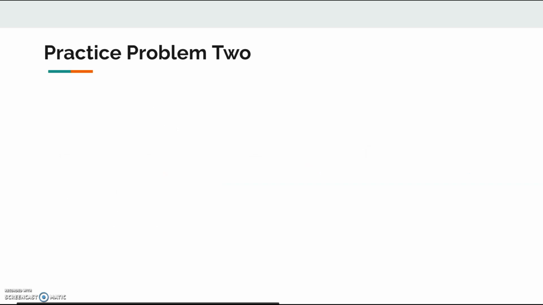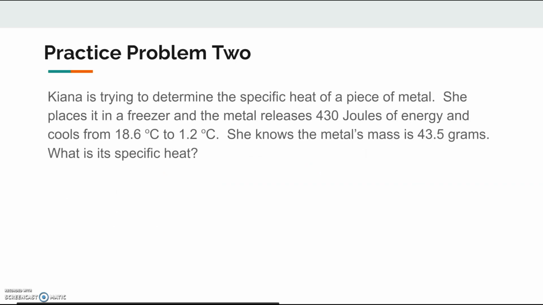Practice problem 2. Kiana is trying to determine the specific heat of a piece of metal. She places it in the freezer and the metal released 430 joules of energy, and it cools from 18.6 degrees Celsius to 1.2 degrees Celsius. She knows the metal's mass is 43.5 grams. What is its specific heat? Again, we're going to write down the variables that we need to find. This makes it clearer to see which variable is missing.